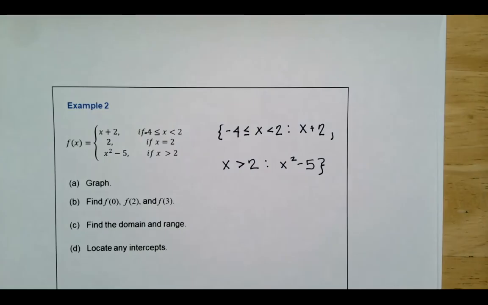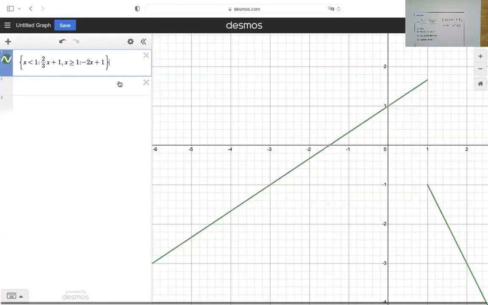So they're asking us to graph it, find f of 0, f of 2, and f of 3, find the domain and range, and then locate any intercepts. Again, the fastest possible way to do this is through Desmos. So let's do it together on Desmos. I guess I should have erased it because we need to do it together. Let's get rid of that guy.